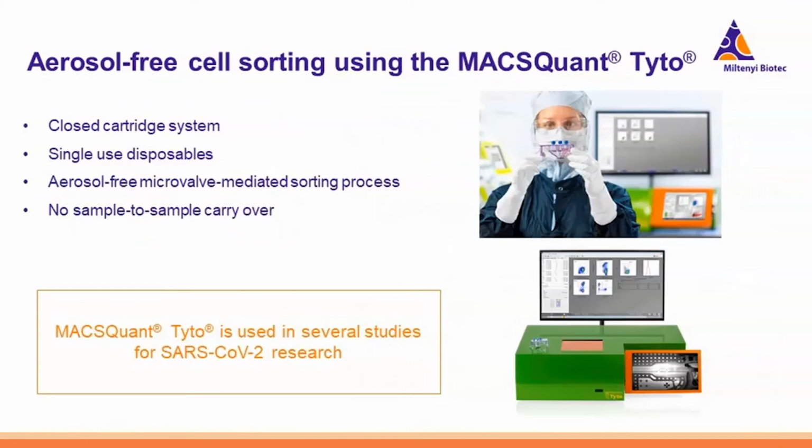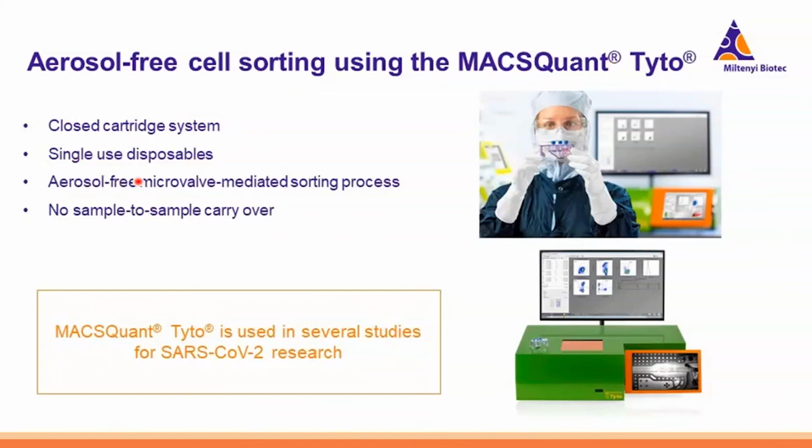So why use the MACSQuant Tyto cell sorter? An important aspect to consider when choosing a sorter for your experiments, and one of them could be the safety. In the case of COVID-19 samples, of course, this could be a very important point because an aerosol could be a risk for the operator, or carryover could also be a problem for the further samples you're processing in the same sorter. And the MACSQuant Tyto cell sorter offers a solution for it because it is based on the closed cartridge system, which is single-use disposable and is also aerosol free for the way it works.